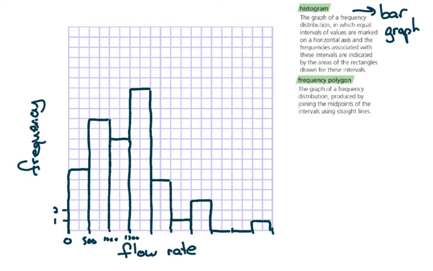As for the frequency polygon, the graph of a frequency polygon is produced by joining the midpoints, the middles, of the intervals, the bars, using straight lines. So we will take and join essentially into triangles the midpoints of each interval on the histogram. It's literally drawn on top of the histogram. So I will take, I'm doing it in red so you can see the difference, the midpoint of the first one, join it to the midpoint of the second one.